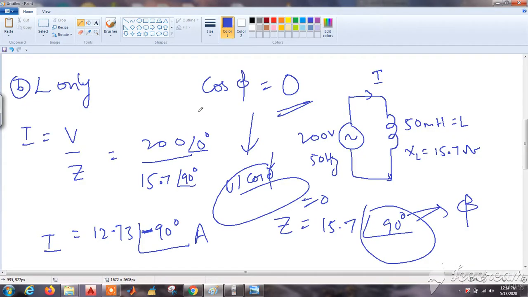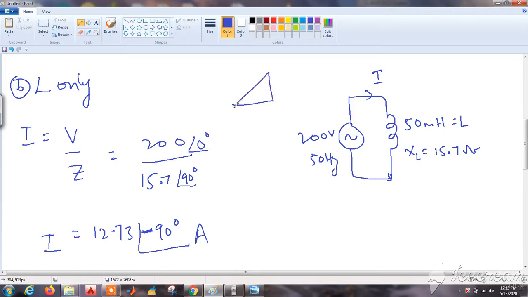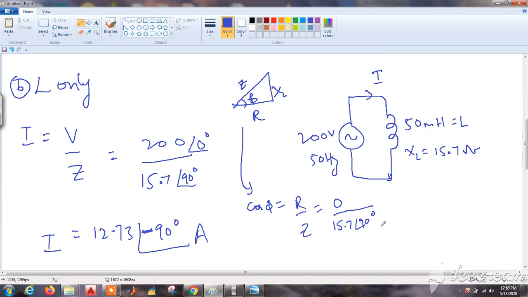Now please note that you can also calculate, like we did last time, we have used the impedance triangle to calculate the power factor. You can use the same also. So cos phi is equal to R by Z, R is 0. We know that no resistance is given. So 0 divided by something will be 0. So that is also why the power factor is 0 and the power is also 0.